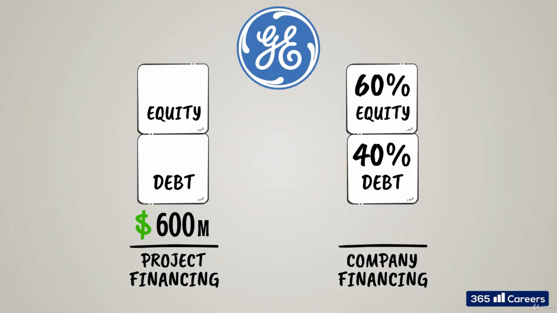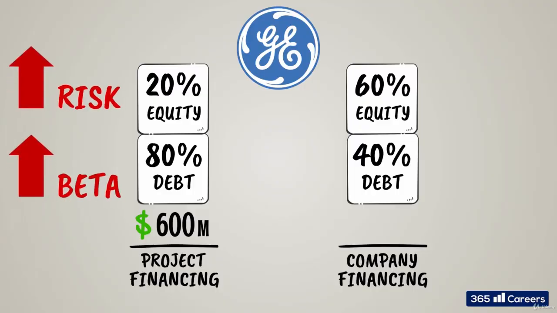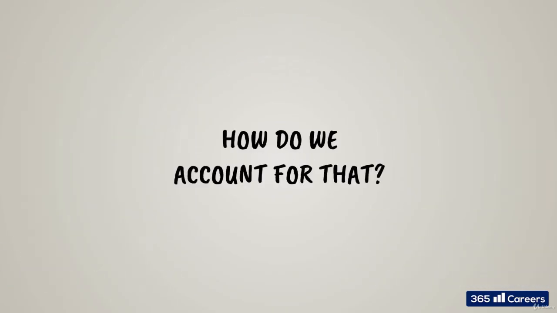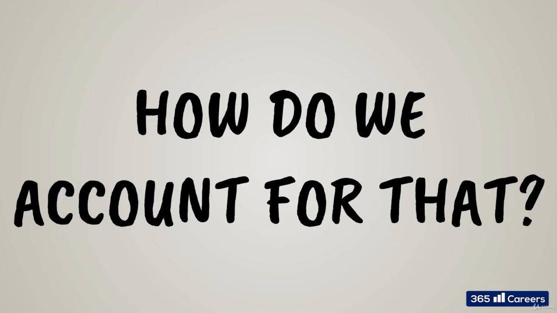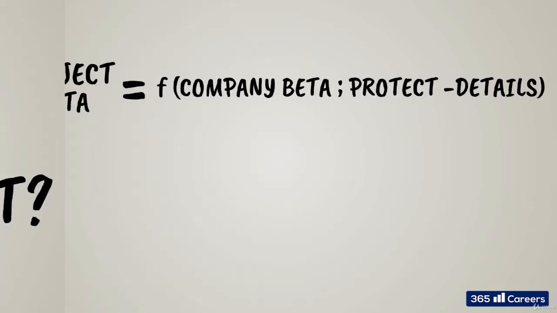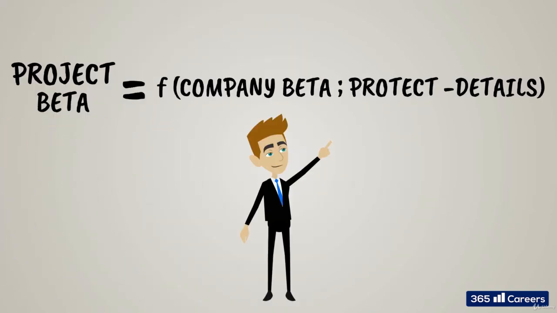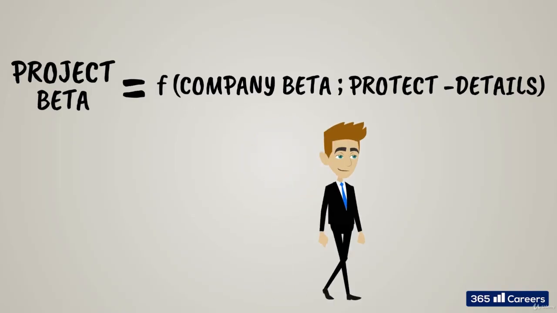The greater the debt taken up in a project, the riskier it is, and the higher its beta will be. It isn't theoretically correct to use the company's beta to assess the project under these circumstances. How do we account for that? Well, we must carry out a few manipulations. We must adjust the company's beta for the risk profile of the industry in which the project will be carried out, and for the amount of leverage of the project.